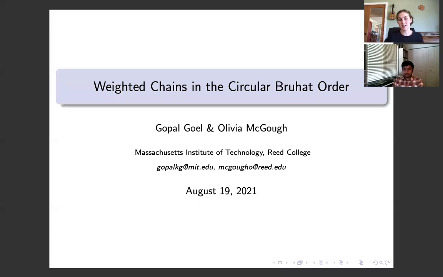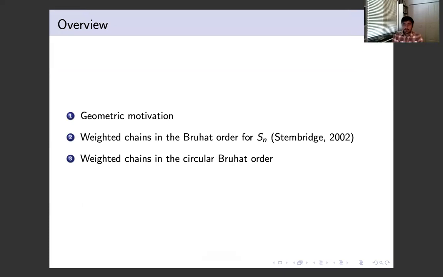And today we're going to talk about a theorem concerning the weighted chains in the circular Bruhat order. So our main object of study is a combinatorial object known as the circular Bruhat order. This object is motivated from the geometry of the non-negative Grassmannian, which we'll talk about in the talk. But the main goal of our project was to extend a result of Stembridge about maximal chains in the ordinary Bruhat order to the circular Bruhat order.